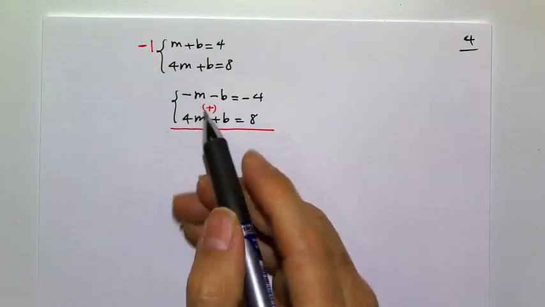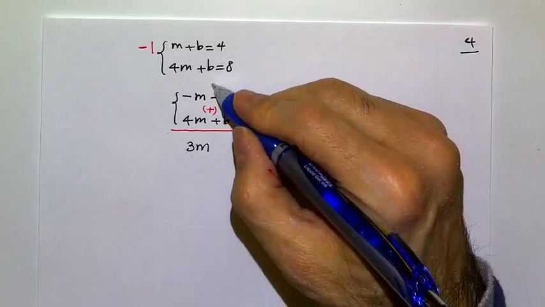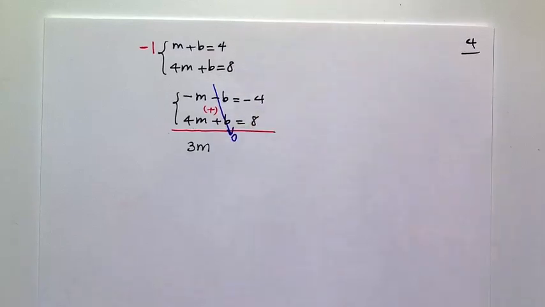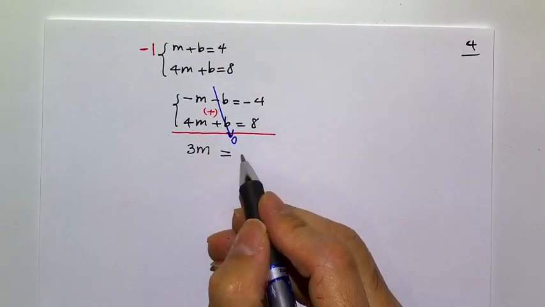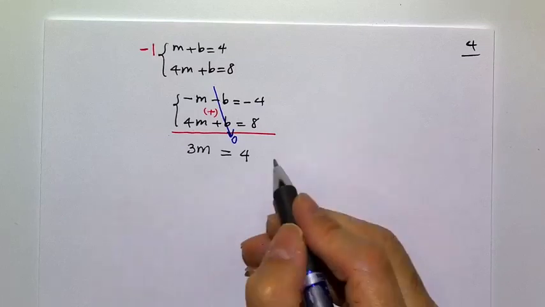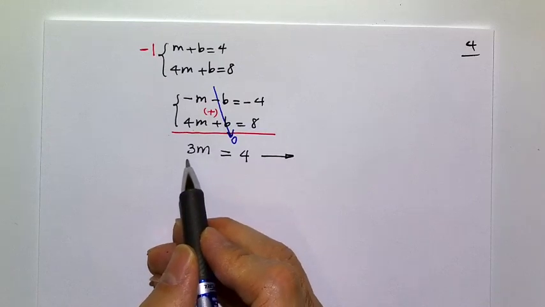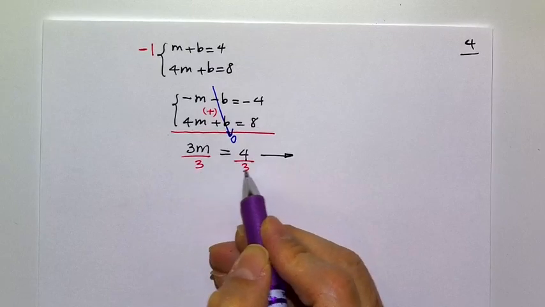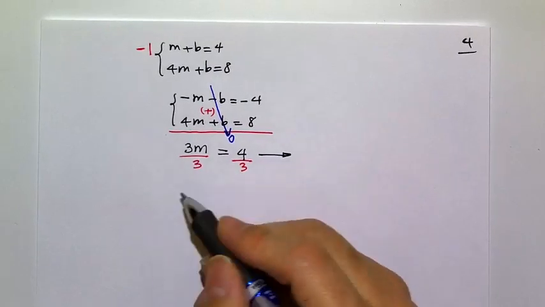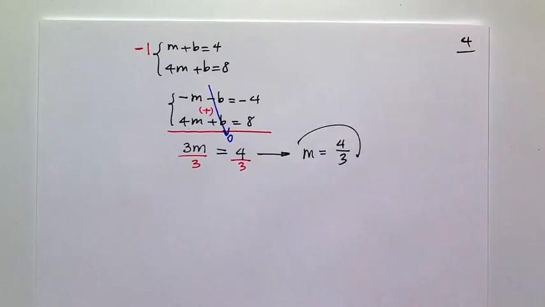What do we get? 4M minus M, that's 3M, minus B plus B, that adds up to 0. We end up with 3M equals minus 4 plus 8. That's positive 4. And then if we solve for M, we need to isolate M, right? So we need to get rid of this 3. How do we do that? We do that by dividing both sides by 3. So on the left, the 3's cancel out. We get M equals 4 over 3. There we go. So we found the slope of the supply function.